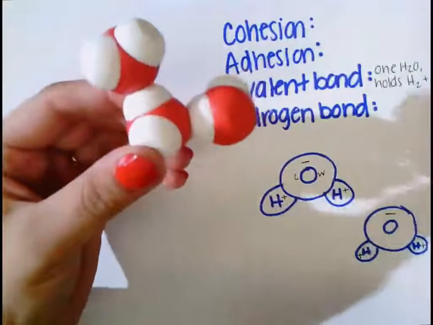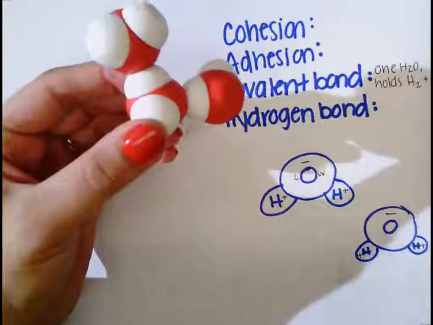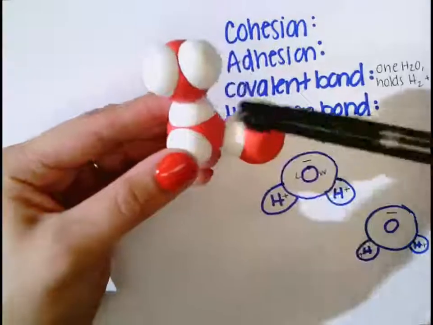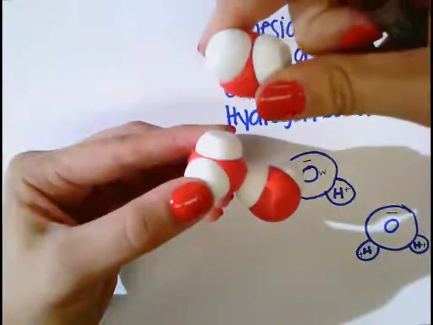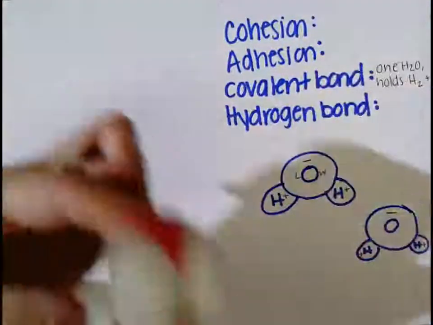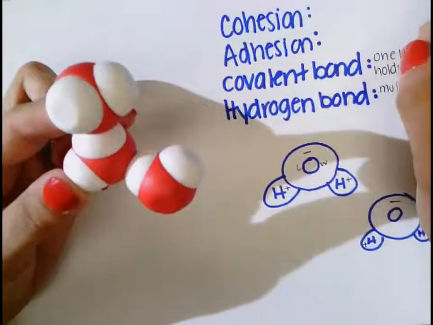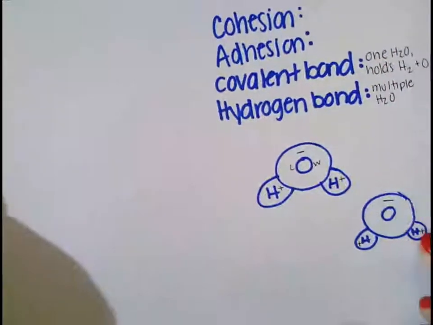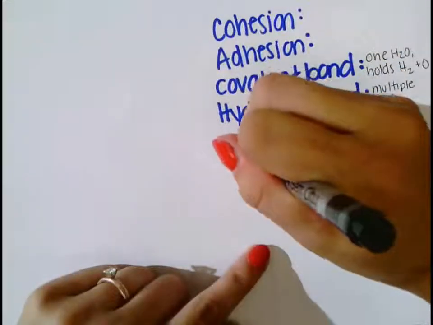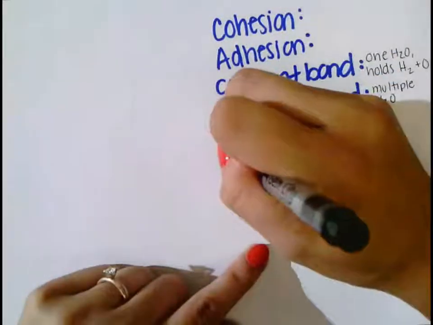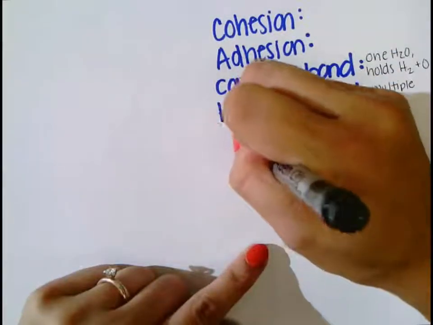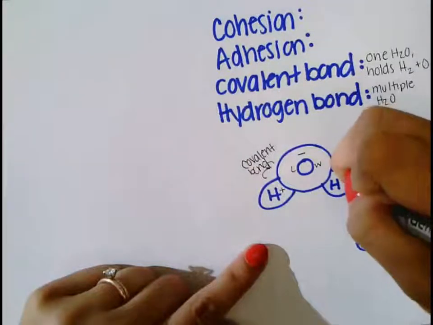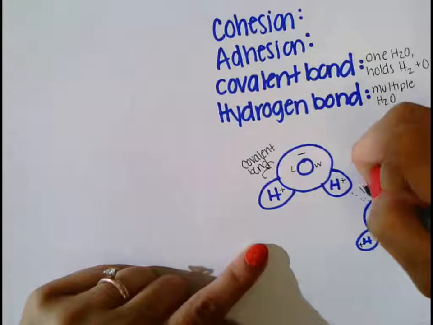When more than one water molecule is combined, it's considered a hydrogen bond. So one water molecule is covalently bonded. More than one is hydrogen bonds. So multiple H2O is hydrogen, okay? So this bond right here is a covalent bond. This bond right here is a hydrogen bond.